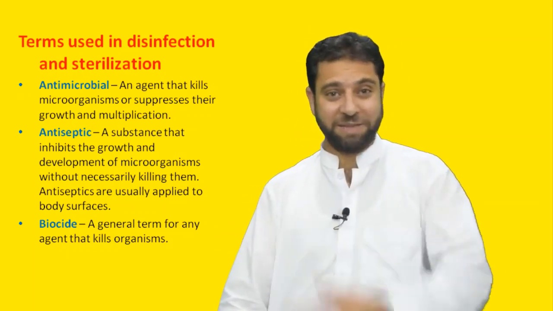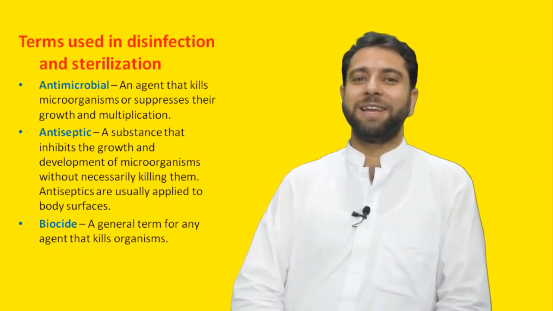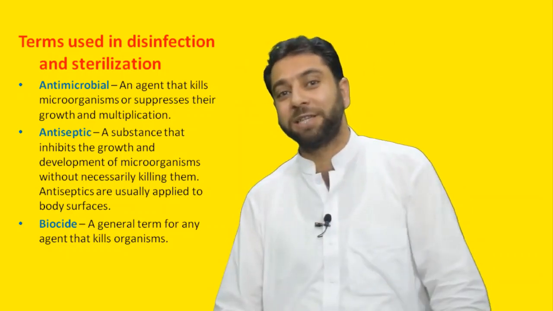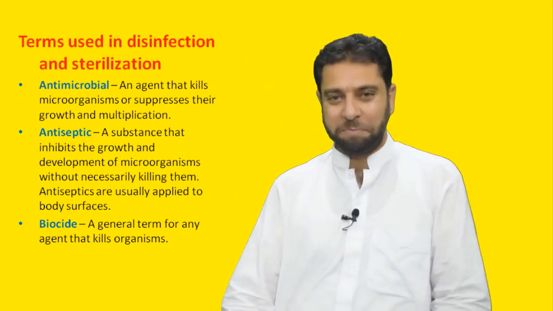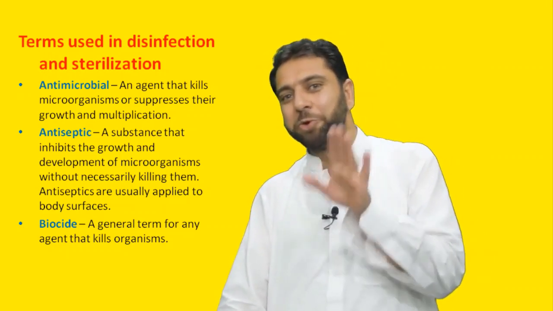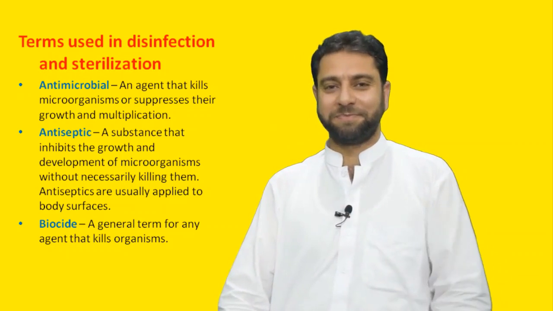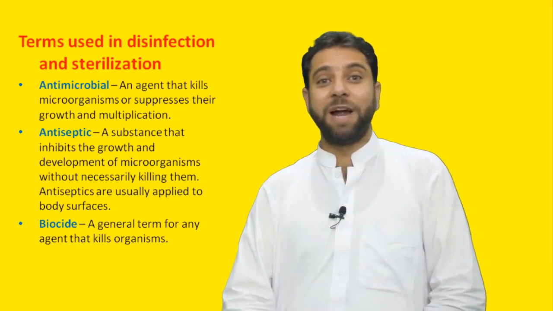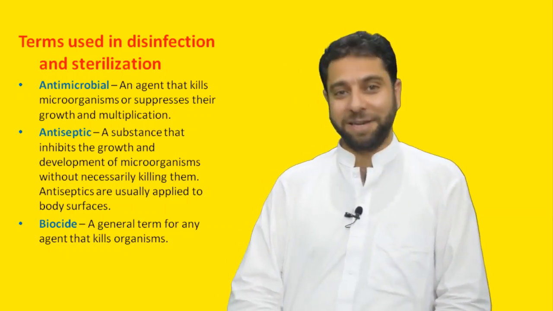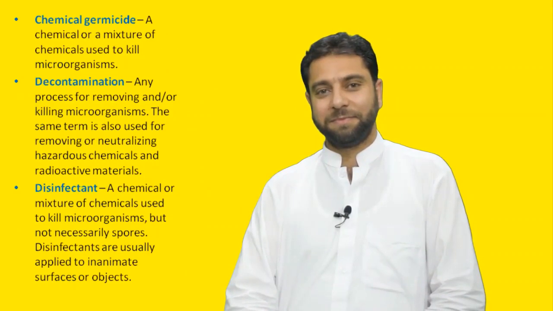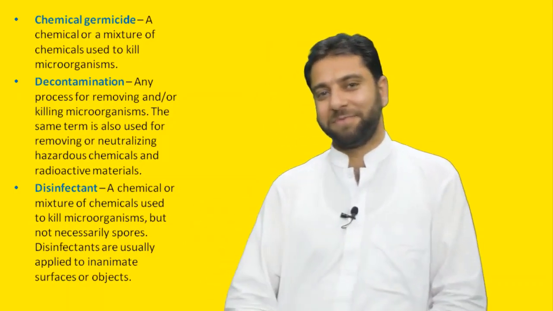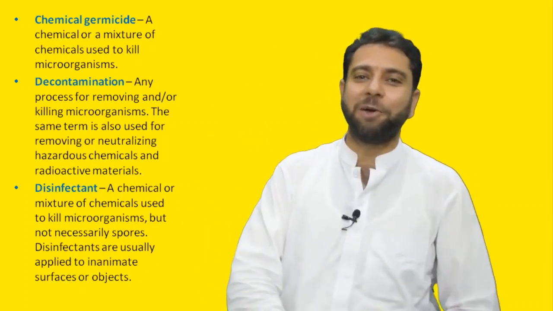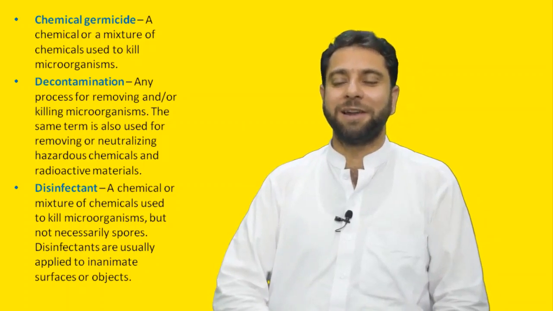What is antiseptic? Antiseptic is a substance that inhibits the growth and development of microorganisms without necessarily killing them. Remember that antiseptics are usually applied to body surfaces. What is biocide? Biocide is a general term for any agent that kills organisms. What do we call chemical germicide? A chemical or mixture of chemicals used to kill microorganisms is called chemical germicide.